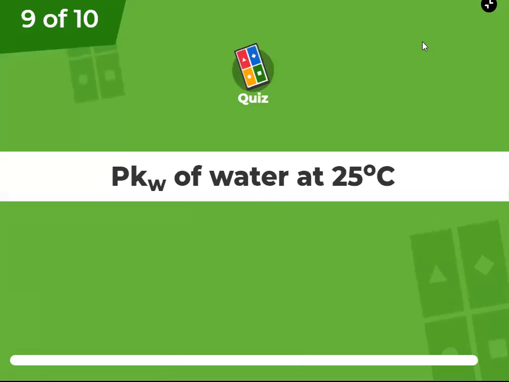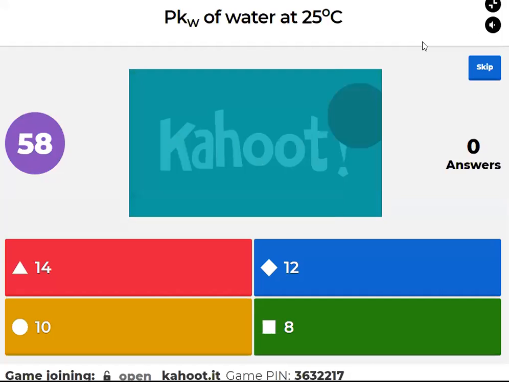Kw of water at 25 degrees centigrade. Super easy question, should be answered within seconds, at 25 degrees centigrade, which is normal room temperature. What's the answer? This should be a no-brainer.